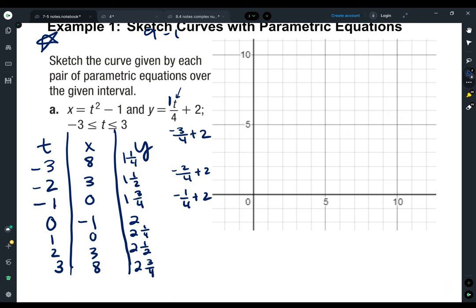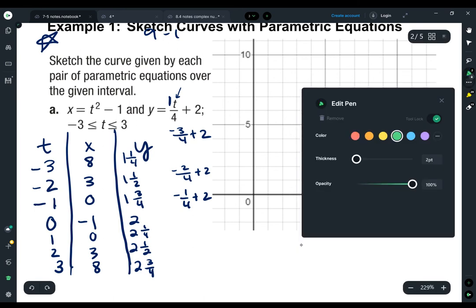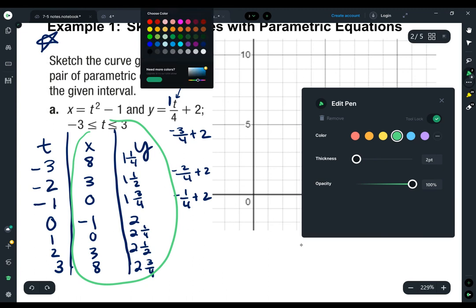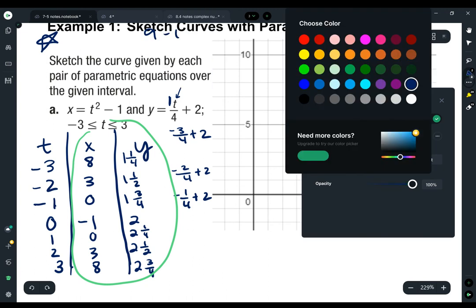So now that I have my values, I'm going to go ahead and graph. And so what we're doing is we're graphing our x's and our y's. Okay, that's not different. We're still graphing x and y. So we're graphing these guys as ordered pairs. And the only thing that's different now is we're also looking at what's happening over time.